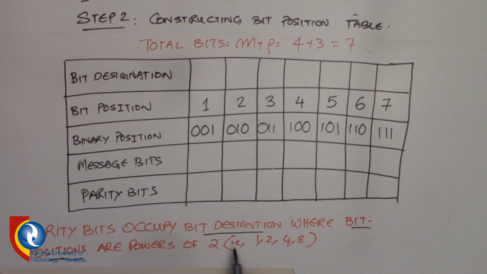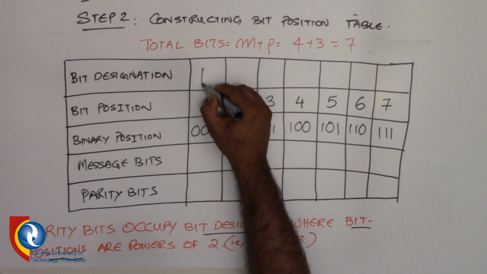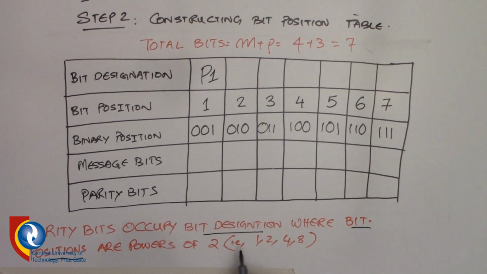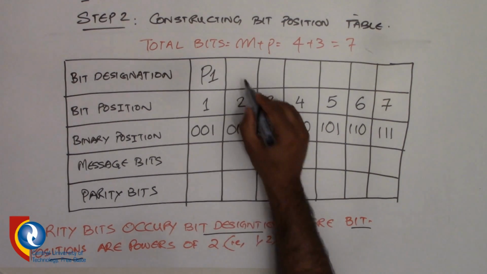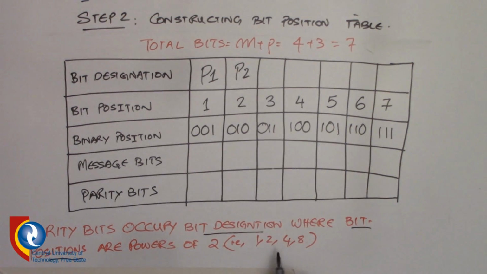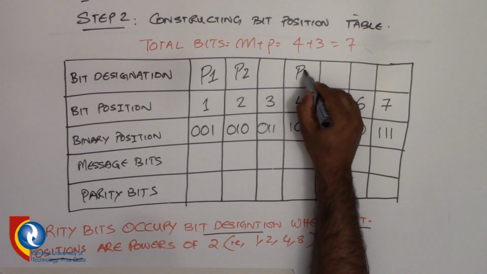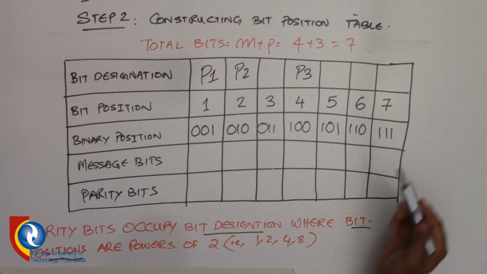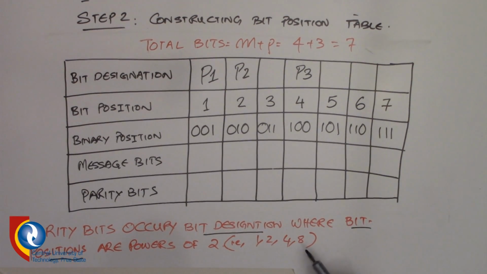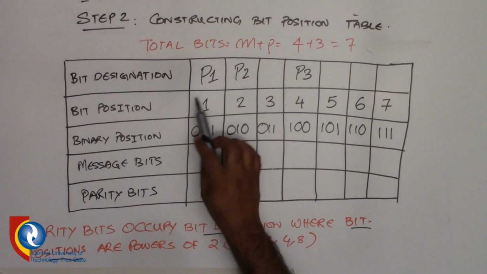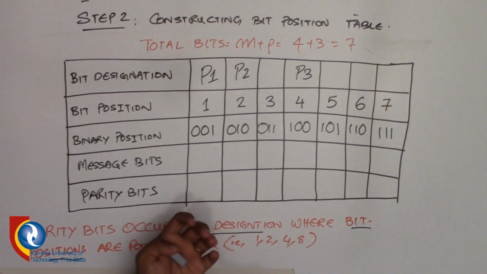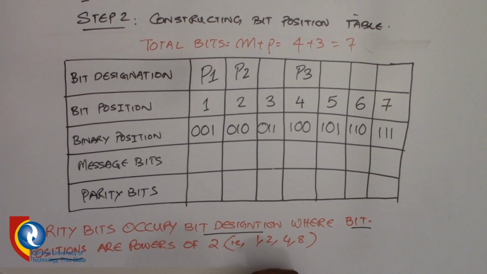That is 2 to the power 0, which is 1, so that will be P1. 2 to the power 1, which is 2, will be P2. 2 to the power 2, which is 4, will give you P3. And if there are more parity bits, they will occupy bit positions 2 to the power 3, 2 to the power 4, and so on. So we have our 3 parity bits in their designated positions.